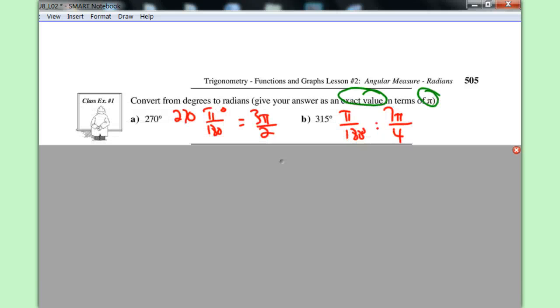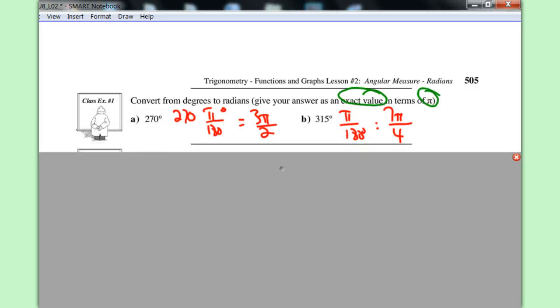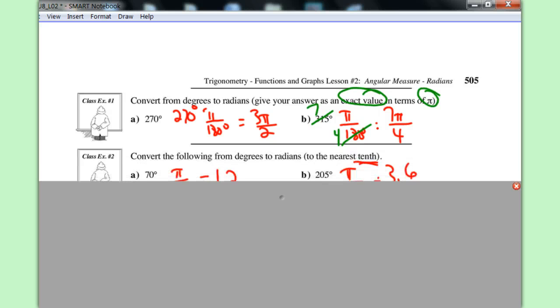Okay, so for the first one, like I said before, if I want to change 270 degrees to radians, I'll put pi over 180, because now that degree symbol's in the wrong place, I want to blow up the degrees, right? So it's 270 degrees, the degrees will blow up, and you end up with 3 pi over 2. If you have 315, you multiply by pi over 180, and if you're wondering what's happening there, there's a common factor of 45, and 45 goes into 315 7 times, and 45 goes into 180 4 times. That's why you end up with 7 pi over 4 radians, right?